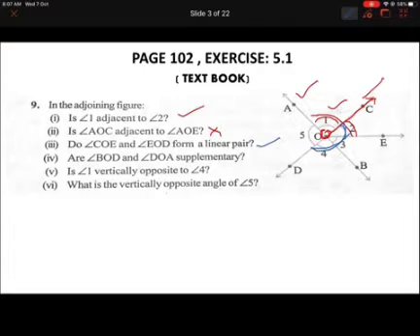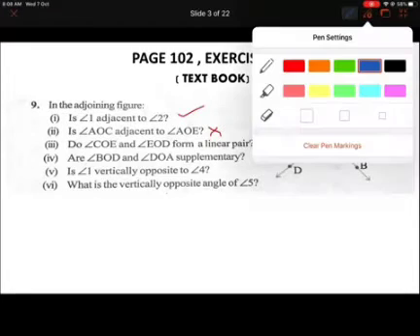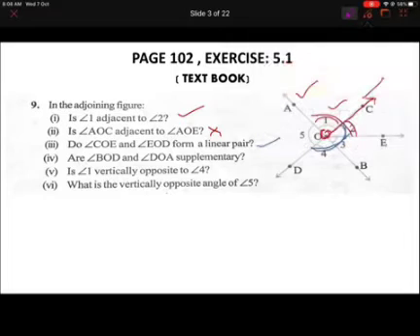What about angle BOD and angle DOA? Where is angle BOD? Let's do it with a different color so that you will know the difference. Angle BOD is here, children, and angle DOA is here. He is asking if they are supplementary. Yes, they are supplementary again because together this angle and this angle, the sum is 180 degrees. Yes, they form a supplementary pair of angles.